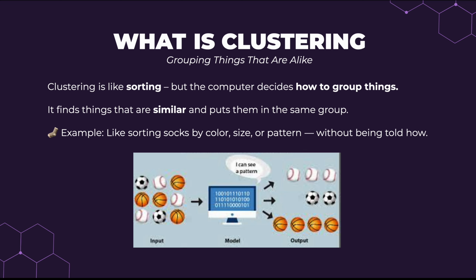Okay, now we're going to get into what clustering is. We already talked earlier about some classification algorithms, and clustering is not a specific algorithm, but it's a type of classification. Clustering is like sorting, but the computer decides how to group things. It finds things that are similar and puts them in the same group. For example, like sorting socks by color, size, or pattern without being told how.